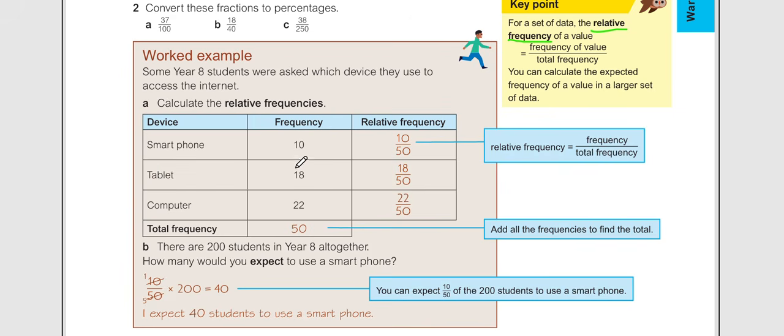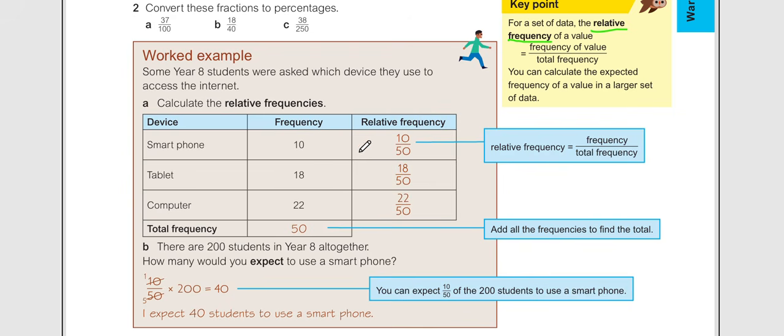And the frequencies for each gadget are given here. Each device is given here. Right? One thing you can do is calculate the total frequency first. So here you can see you have to add all the frequencies to find the total. Once you find it, you can calculate the relative frequency.